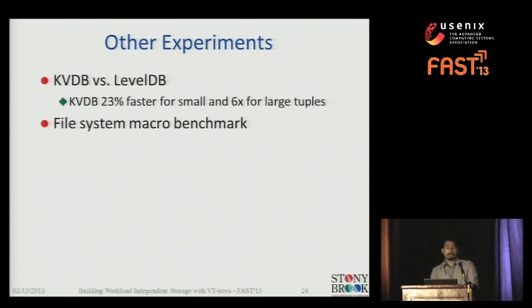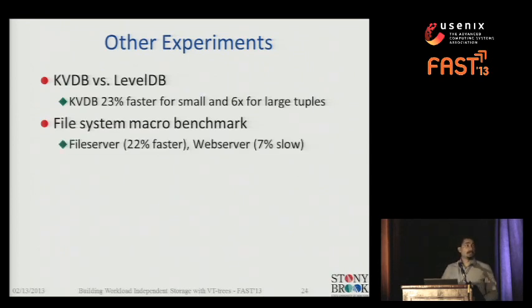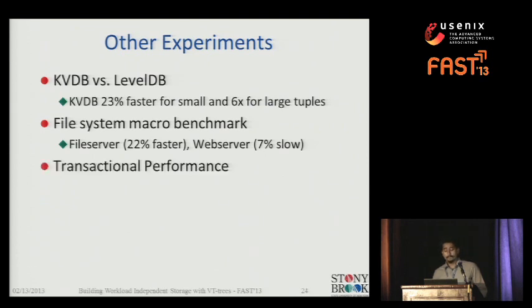So we also did file system macro benchmarking with Filebench, using file server and web server. When we compare against ext4, for file server we performed 22% better than ext4, because file server mainly has a lot of metadata in its workload. And for web server, we have a 7% overhead when compared to ext4. This again mainly comes from the reads which the web server does and the overhead from FUSE.